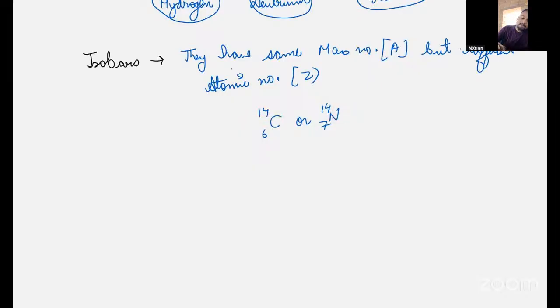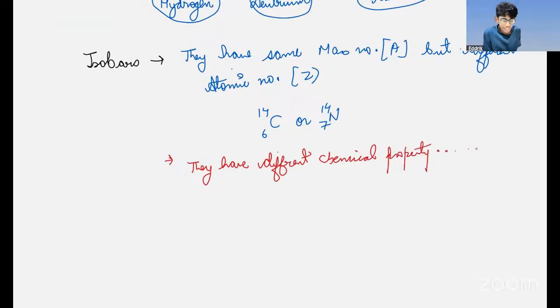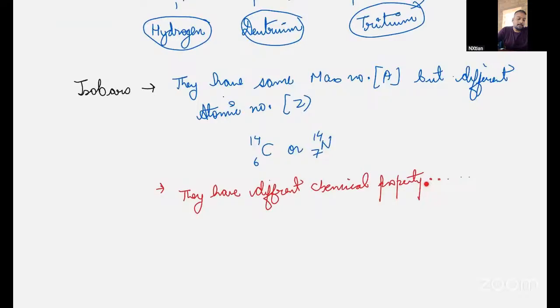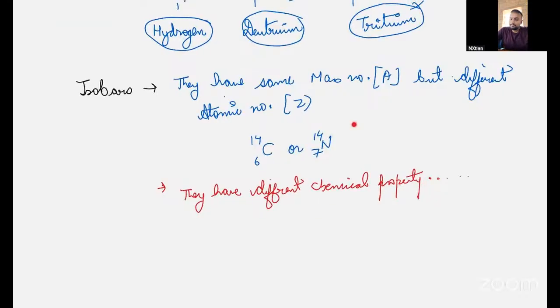Because they are different elements, we can conclude that they have different chemical properties. Physical properties will also be different, because they are different, but different chemical properties is the main point. Got it? Write it down.